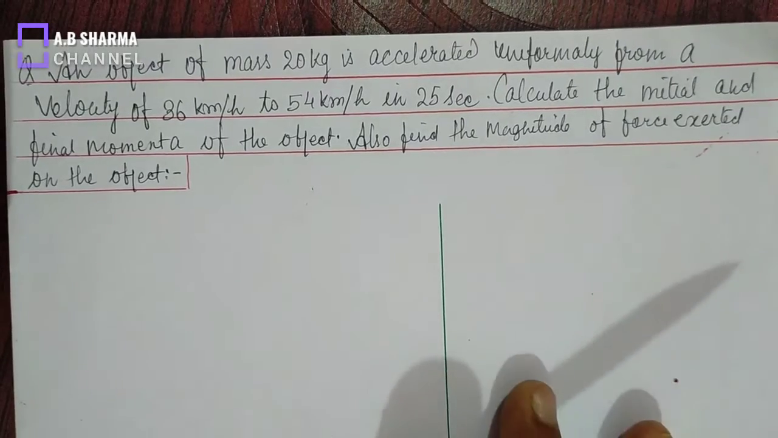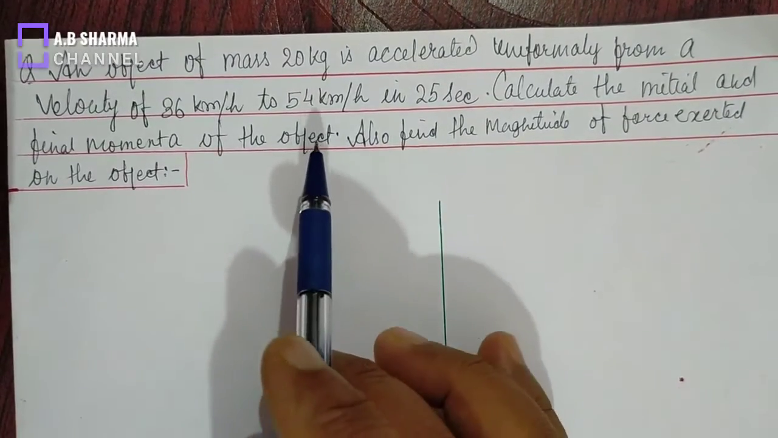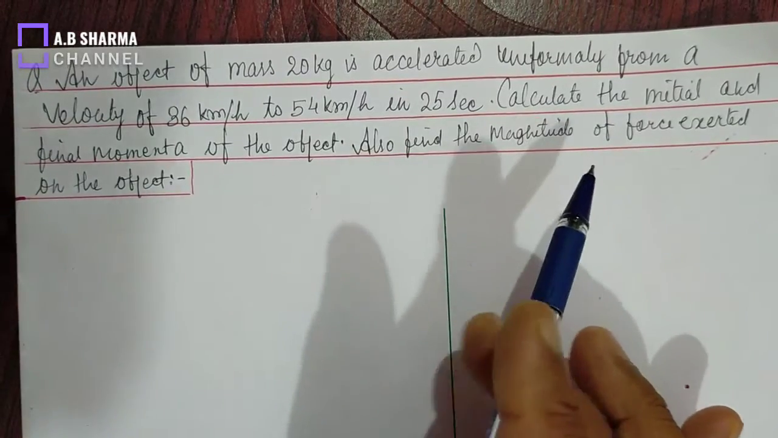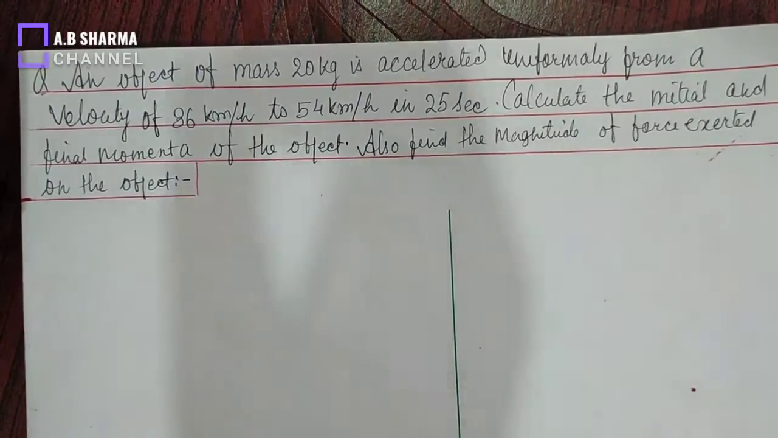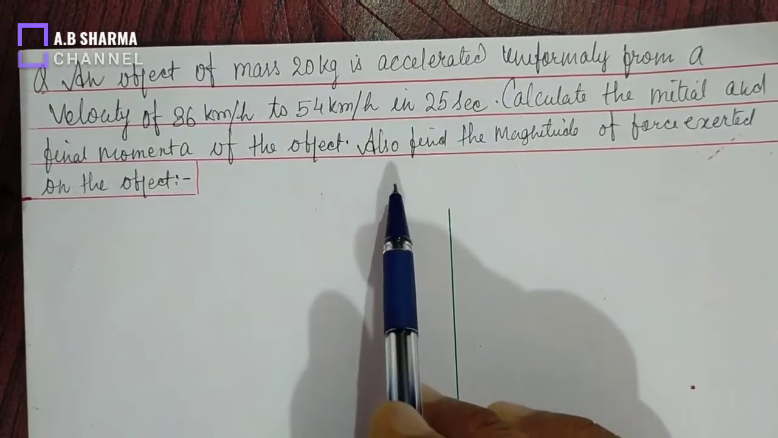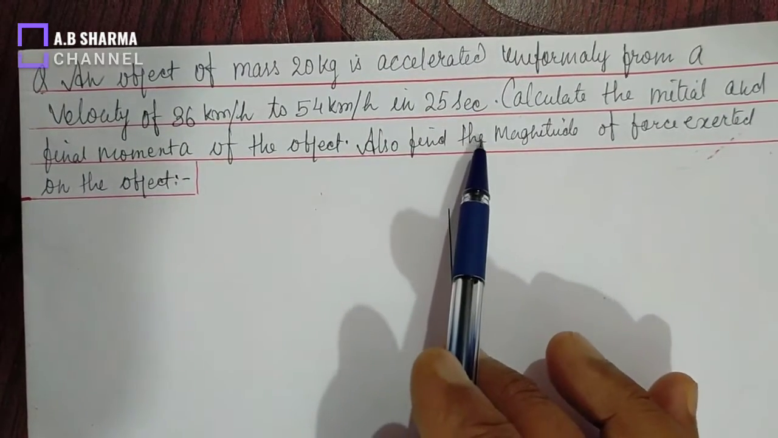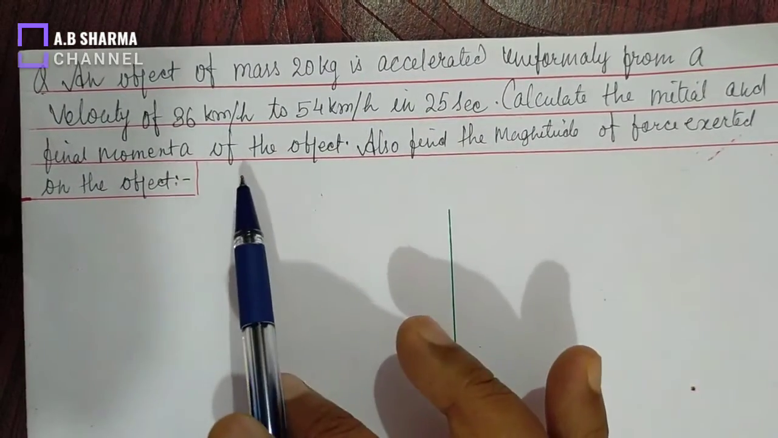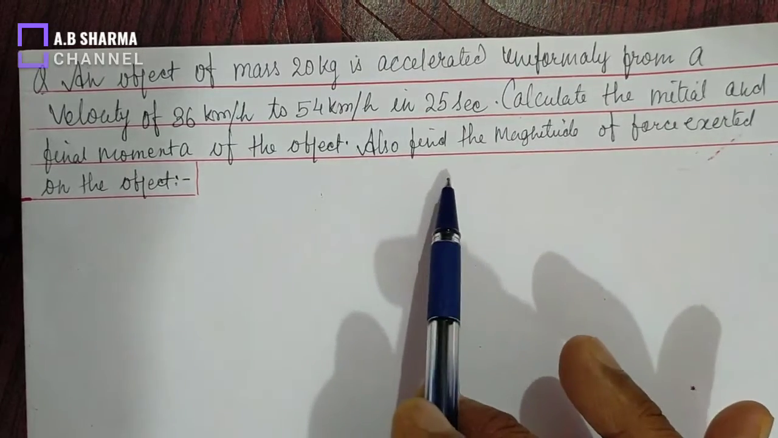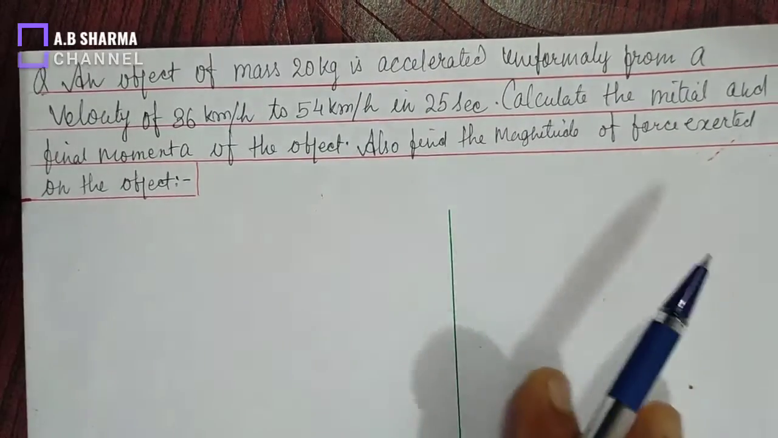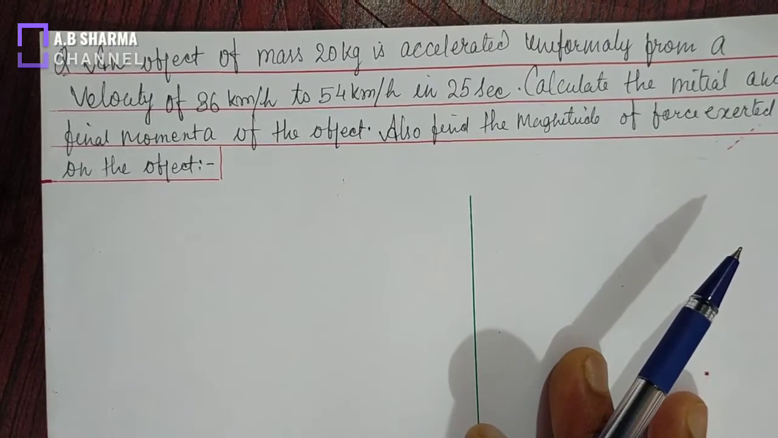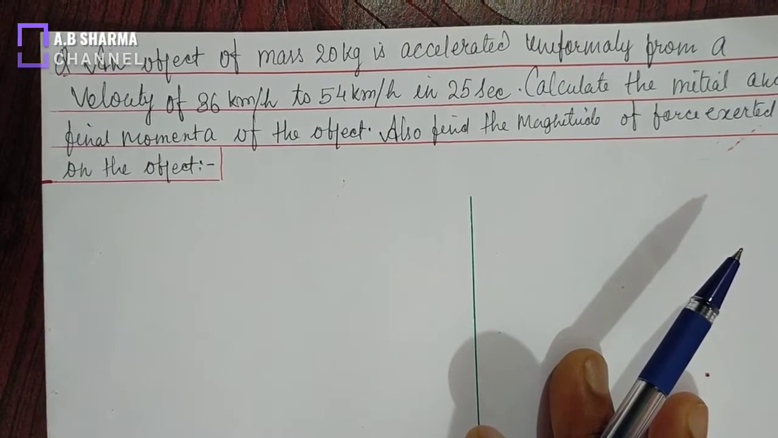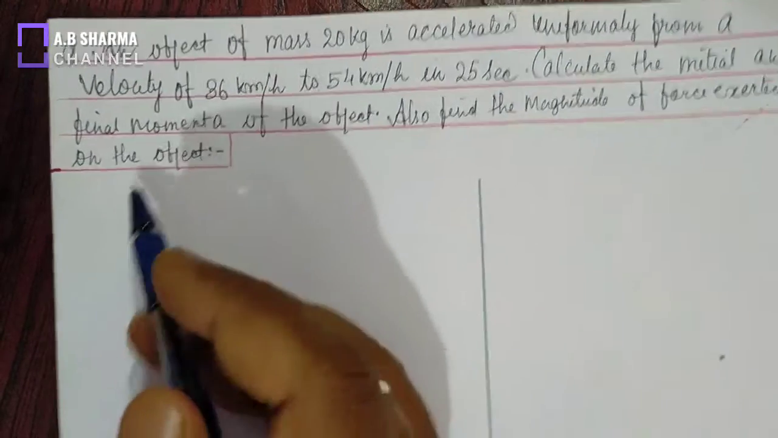Next question is that an object of mass 20 kg is accelerated uniformly from a velocity of 36 km per hour to 54 km per hour in 25 seconds. Calculate the initial and final momentum of the object. Also find the magnitude of force exerted. Very simple question. First write the information provided by the question.